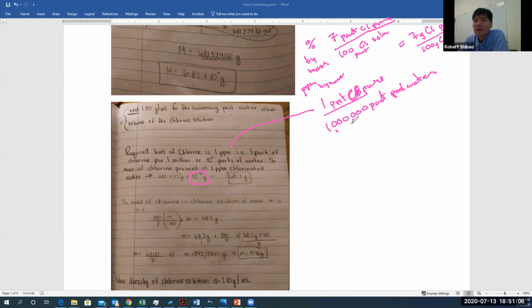Now, the same thing goes here. This is by mass also. I better spell it out, by mass. I could put one pound of pure chlorine per million pounds of pool water. That works, as long as the two mass units are the same. But for us, the most convenient is grams. So I'm going to have 1 gram of chlorine per million grams of pool water.